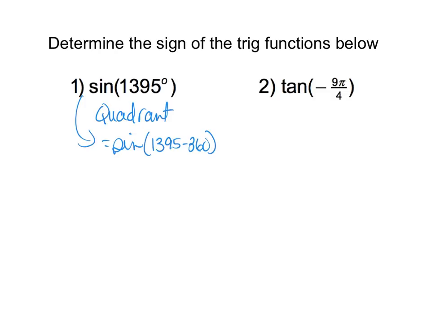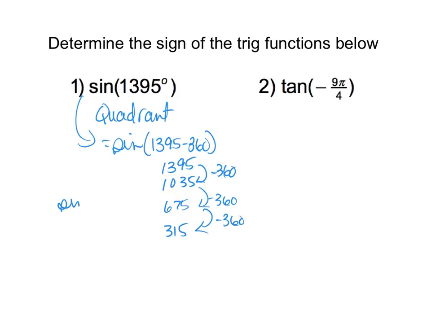So I subtract it once, I get 1,035. I'm going to subtract it again. That gives me 675. Subtract again. That's 315. So sine of 1,395 is the same as sine of 315, which is in quadrant 4. In quadrant 4, sine is negative. So I know that I will get a negative value for sine of that angle.